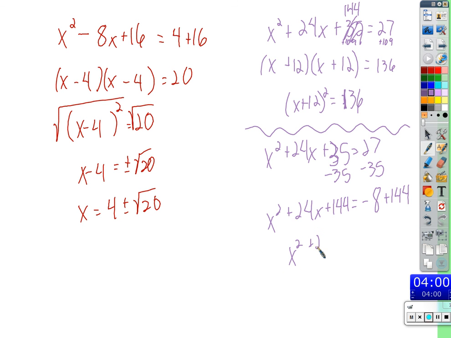X squared plus 24x plus 144, well, you know how it factors. Let's shorten this up. X plus 12 squared equals negative 8 plus 144. What do you think that's going to be? 136. Take the square root of both sides, subtract 12 from both sides, you got your solution.